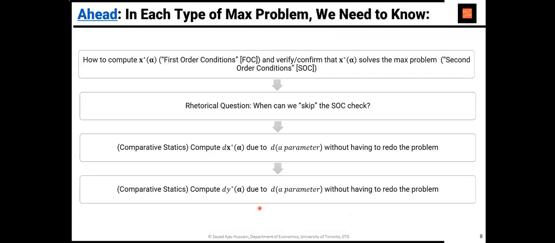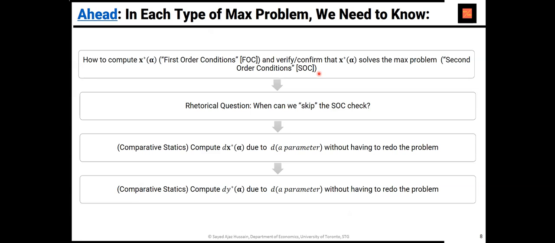Which means that as you study this lecture for a glorious test on Friday, you want to say to yourself, where am I headed? And what 4 things do I need to know for any optimization problem? You need to know how to solve for the X stars, the solution. That's called the first order condition, or FOC. You also need to verify that the X star that you have is indeed the solution. It's a maximizer, not a minimizer. Second order condition, or the SOC.